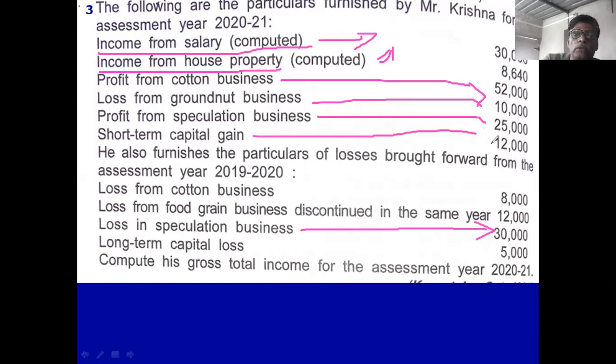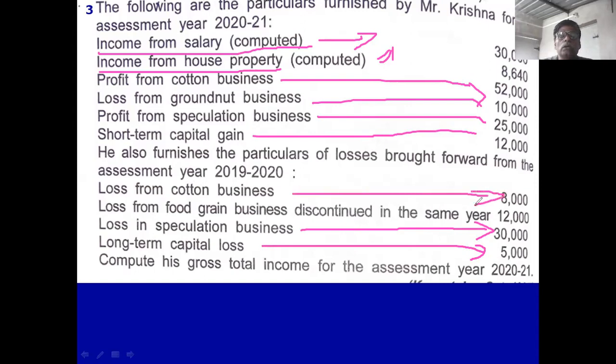Then come to the next, short-term capital gain. Short-term capital gain is 12,000. And here also there is a long-term capital loss. This long-term capital loss is not adjusted in short term. Therefore, you leave it. Then loss from cotton business is there, 8,000. You adjust this 8,000 in the above income. 52,000 minus 10,000, 42,000. 42,000 minus 8,000, 34,000. 34,000 is the business income.